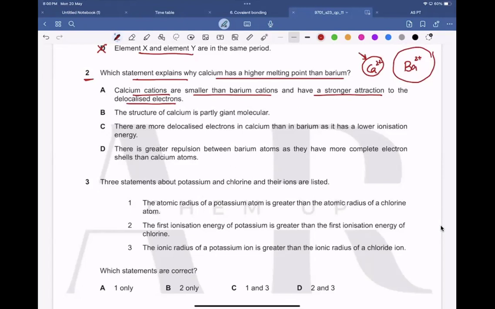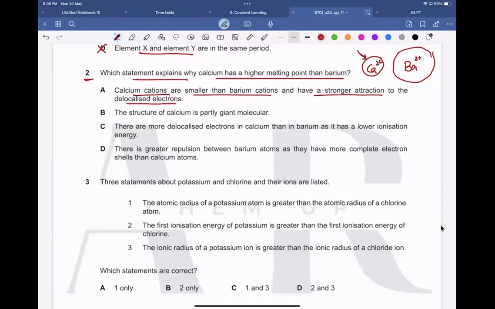Remember, if you read the first statement and you find some statement correct, do confirm that the rest of the statements must be wrong. So B, the structure of calcium is partly giant molecular. No, it's not molecular. So B is wrong. There are more delocalized electrons in calcium than in barium. No, because they both have a 2 positive charge.